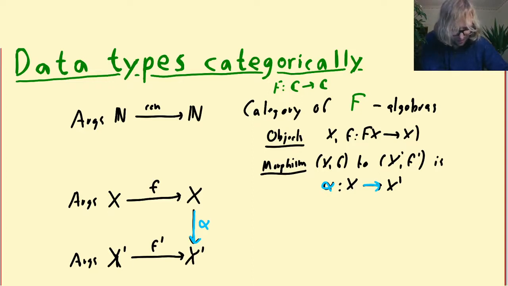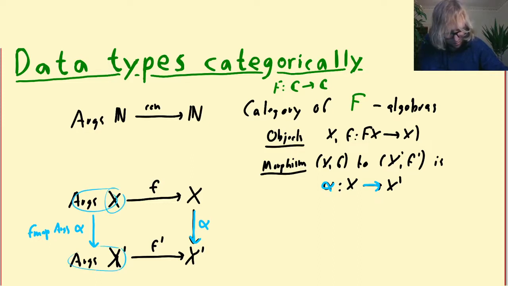And then when I've drawn it this way, it's really tempting to complete this square and put something here as well, right? And what can I put there? I can't put alpha directly, but I know that args is functorial, or in general that F is a functor. So I can look at the action of args on alpha, and it's going to go exactly from args of X to args of X prime, right?